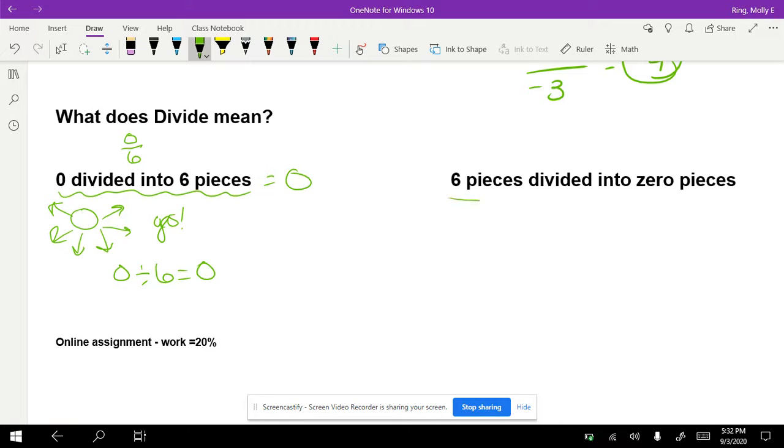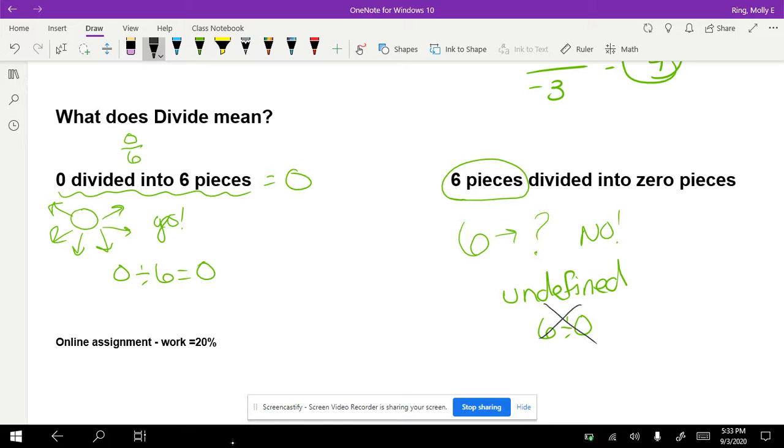What's different is, can I take 6 pieces and divide it into 0? Can I take 6 and share it into nothing? And the answer is no. That is undefined. If you try that into your calculator, you will probably get domain error, error of 0, or syntax error. You cannot take a number and divide it by 0. That is undefined.